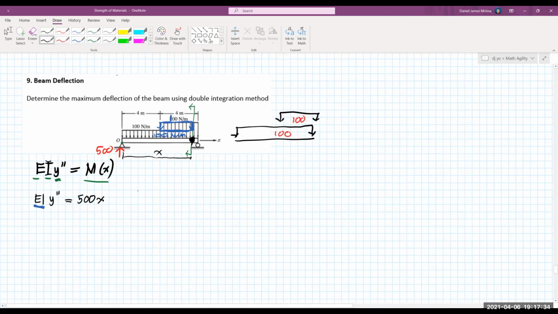So taking the moment due to the larger 100 Newton per meter load, we have 100 times x, that is the area of the rectangle, times its lever arm, that is the location of the centroid, that is actually x over 2. All right. So we also have the smaller 100 Newton per meter distributed load. We have 100 times x minus 4 times x minus 4 over 2.